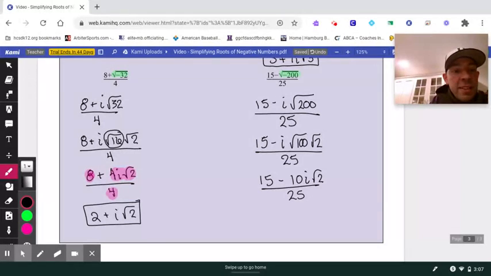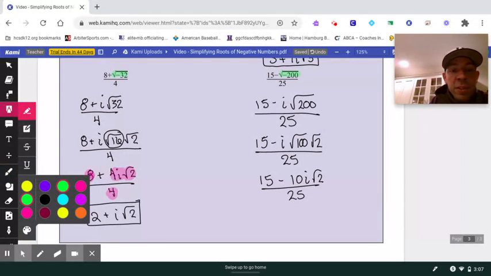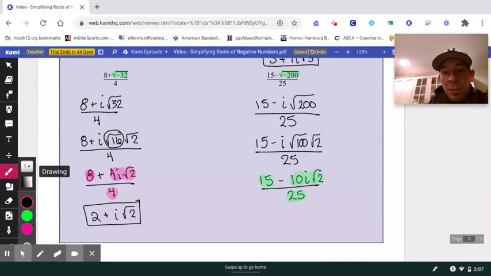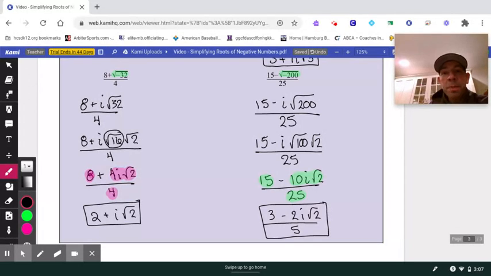And again, let's see, what are all 3 of these terms divisible by? This term, this term, and this term, they are all divisible by 5. So we're going to get 3 minus 2i radical 2 all over 5. And that's our best, most simplified answer.